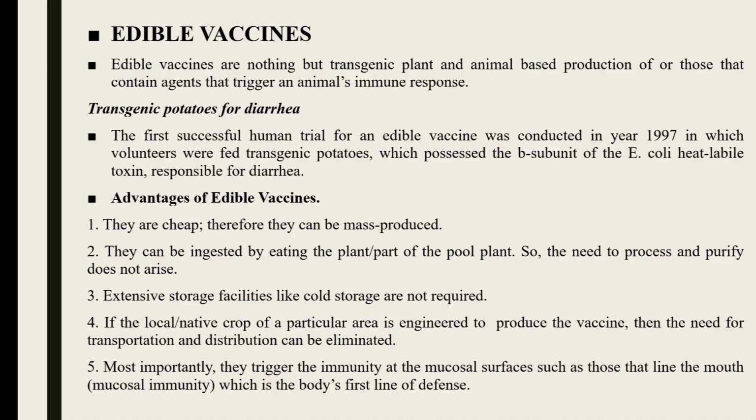This potato contains the B subunit of the E. coli heat labile toxin, responsible for diarrhea. When they ate this, they developed immunity against diarrhea.